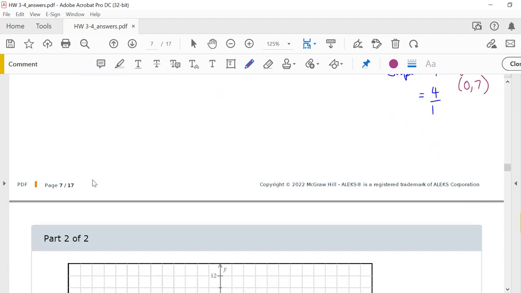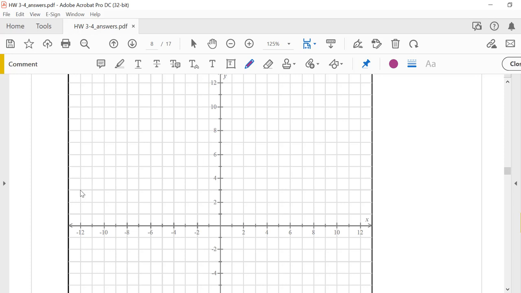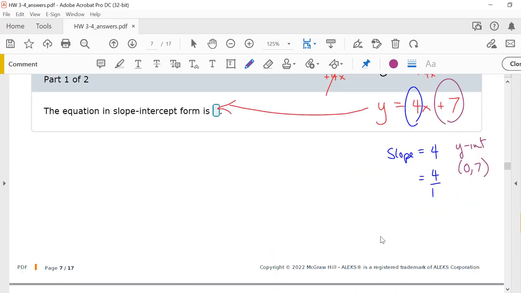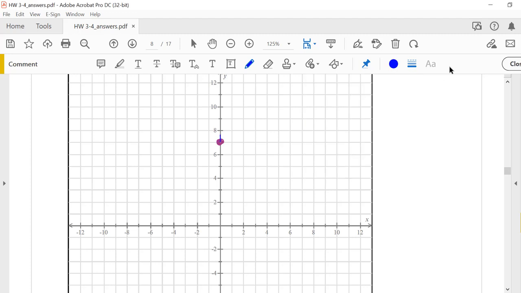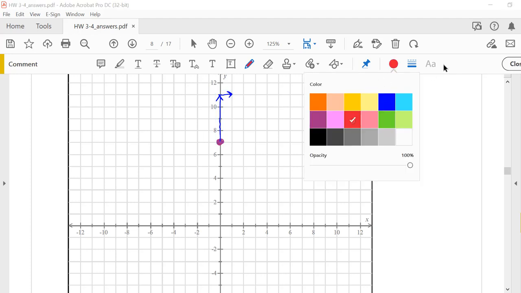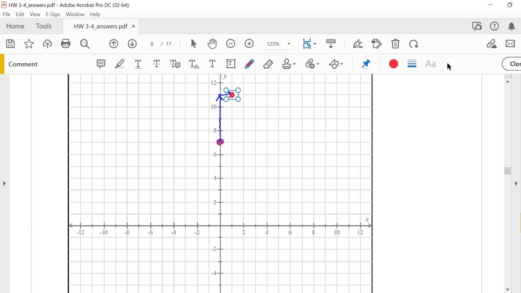So let's go down here and graph. 0, 7 is right here. My slope, again, was 4/1. So I want to go up 4 and right 1. My second point would be right here. There's my line.